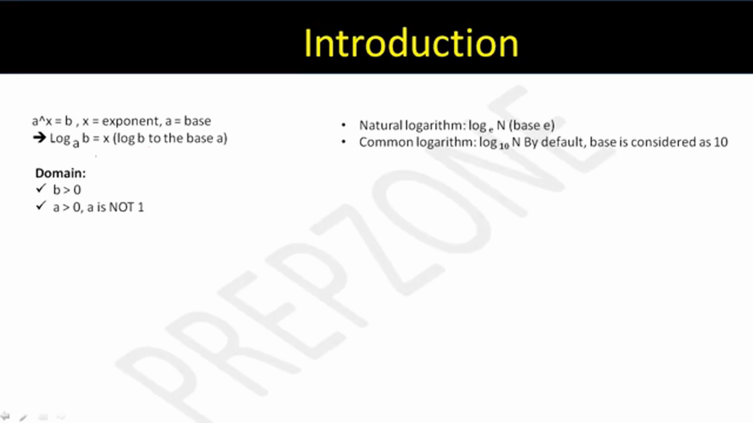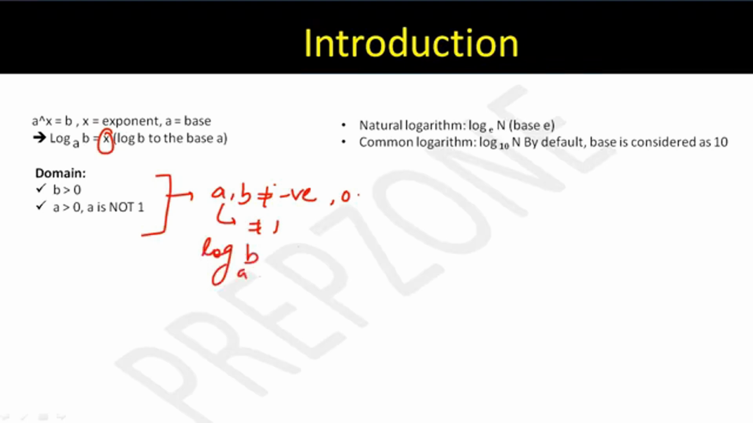Please pay attention that here I've said that the variables A and B can't be negative, or even 0. And A can't even be equal to 1. But that does not mean that the value of the function, log B to the base A, can't be negative. Log B to the base A has a range of R. It can take any value from minus infinity to plus infinity.